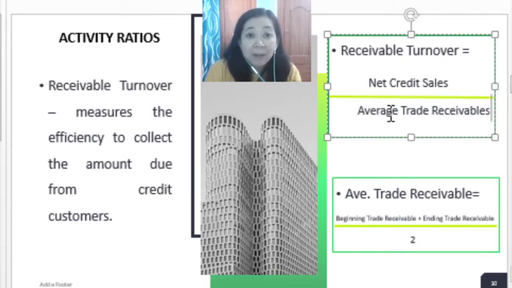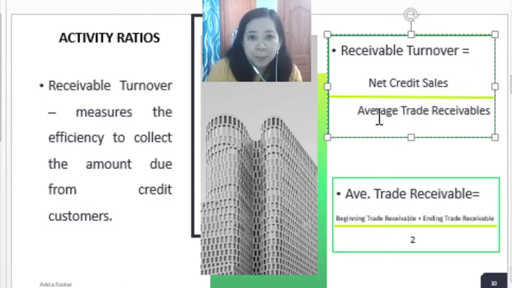How about your average trade receivable? How to solve this one? This is how you are going to solve for it. To get the figure for your average trade receivable, all you have to do is to add your beginning trade receivable with your ending trade receivable, and then we divide it by 2. So this figure right here will become our denominator to determine the receivable turnover.